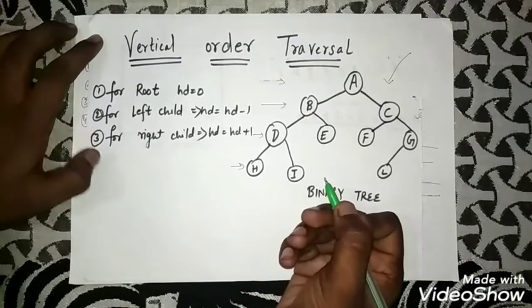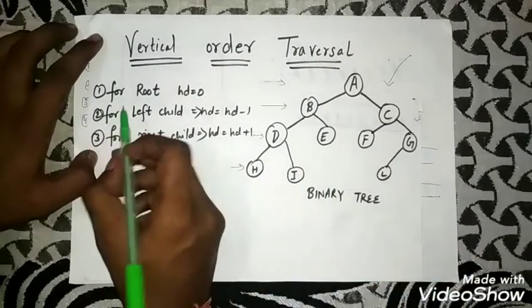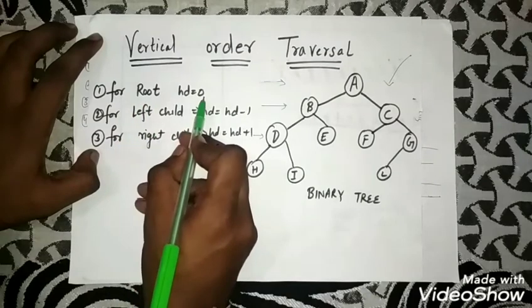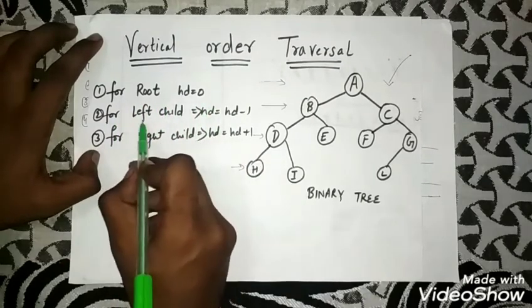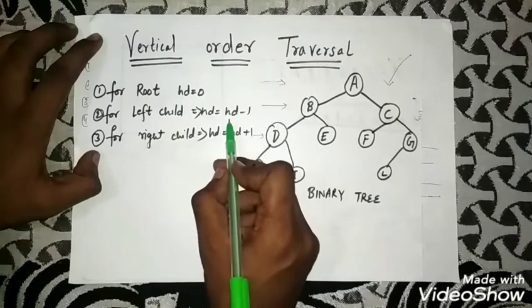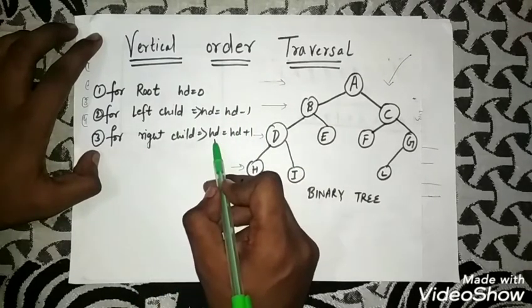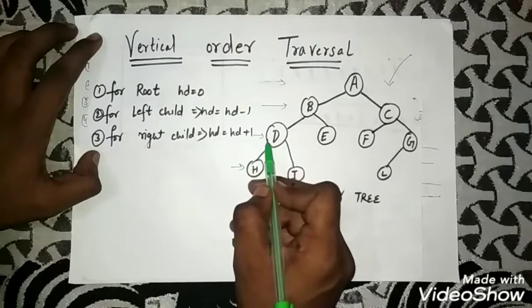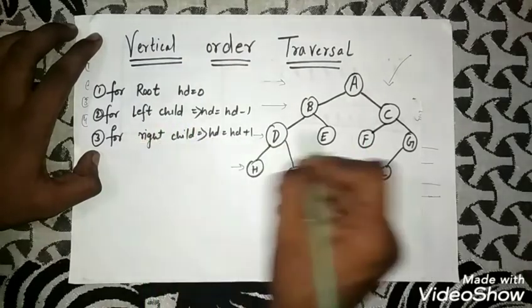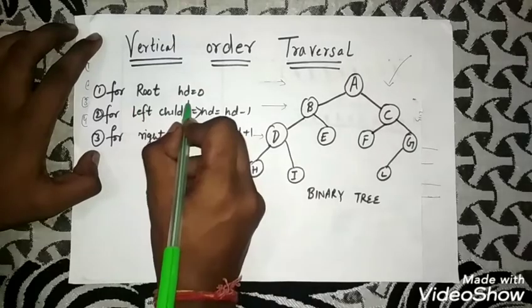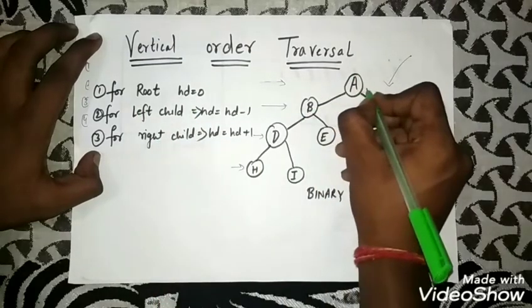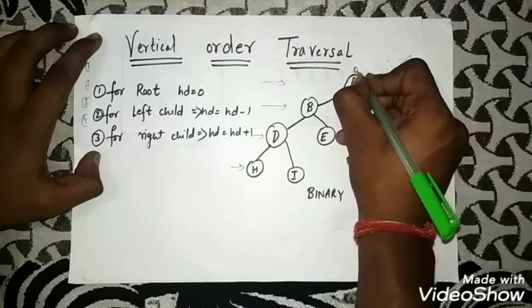To calculate the horizontal distance, we will follow three rules. For root, horizontal distance will be 0. This is by default. For the left child, horizontal distance will be horizontal distance of root minus 1. For the right child, horizontal distance will be horizontal distance of root plus 1. So let's apply these rules in this binary tree. For root, hd equal to 0. So here A is our root, hd will be 0 for it.